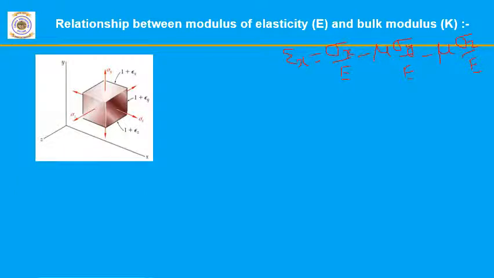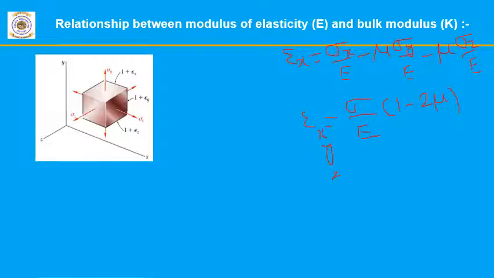So what happens? We know sigma x is equal to sigma y is equal to sigma z. Therefore, sigma by E is constant, times 1 minus 2 mu. This is the strain induced across the x-axis. Similarly, across the y-axis and the z-axis we will get the same equation.